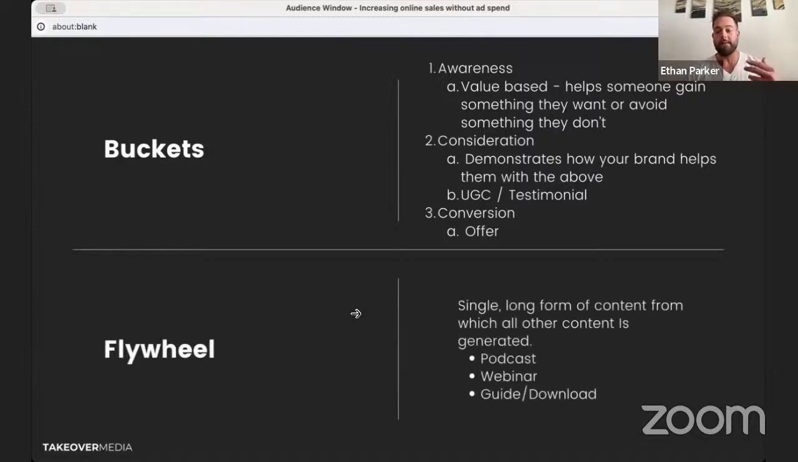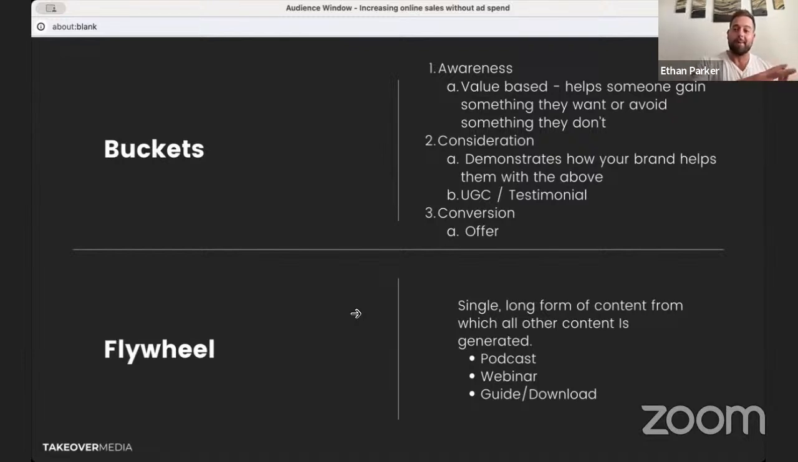So the simple answer here is you want one single long form piece of content from which all other content within that campaign is created. This is the most scalable way to do this, versus trying to think of, okay, I need 13 different pieces of content this week for these different platforms. Let me think about things. Or let me just make one that I put across all of them. This is better, easier than the former, better than the latter.